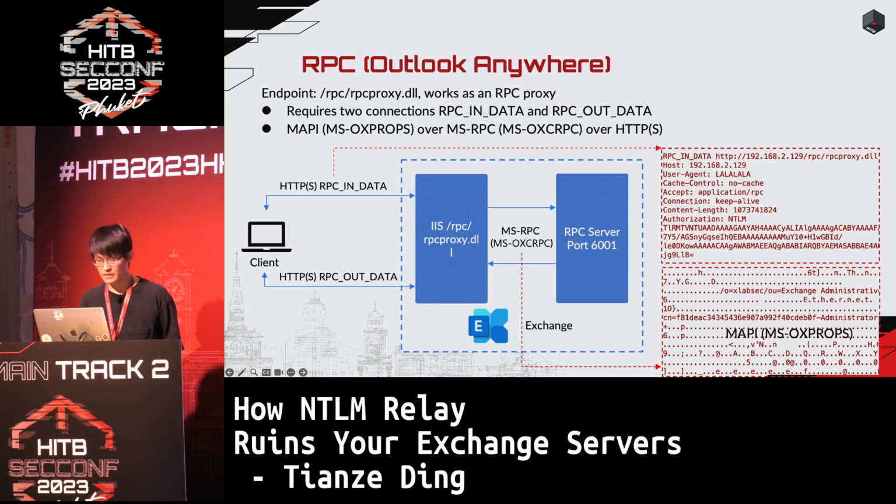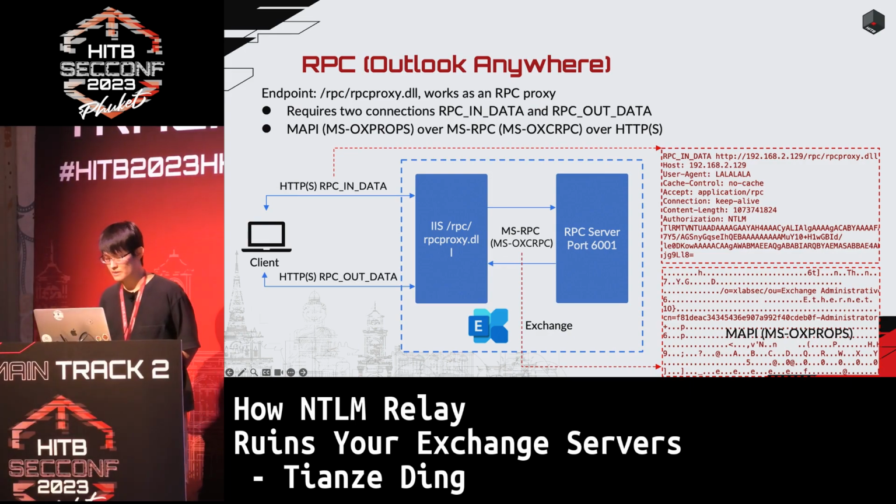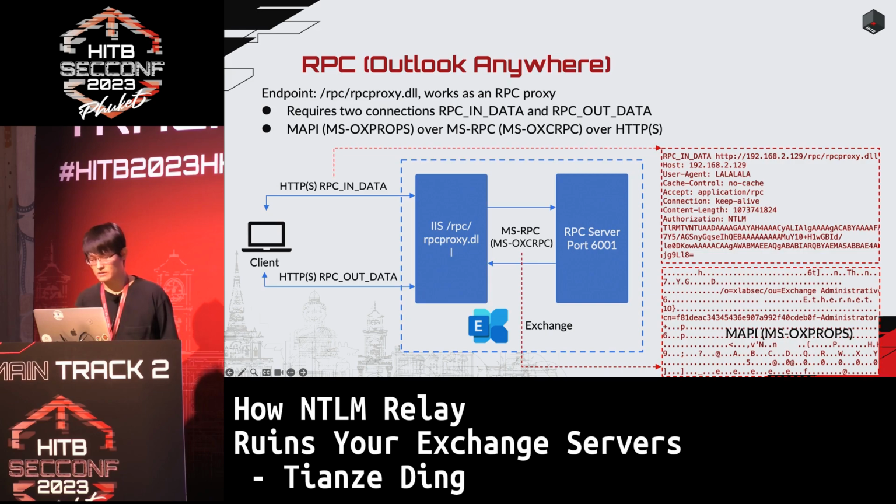When communicating with RPC endpoints, the client needs to establish two HTTPS connections with the server. One is called RPC in data to send RPC requests. The other is RPC out data to receive RPC responses. Both of them need authentication. The data inside the HTTPS is raw MSRPC packets. The RPC proxy will forward the RPC packets in the HTTP to the RPC server in Exchange. And the mail protocol MAPI is carried by the MSRPC to perform mail operations.